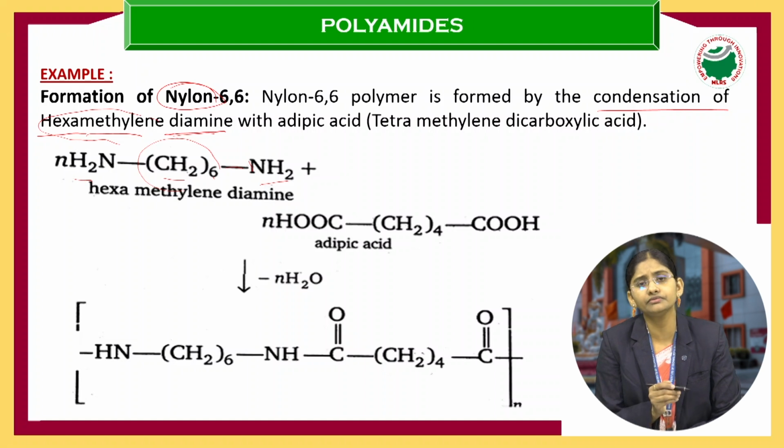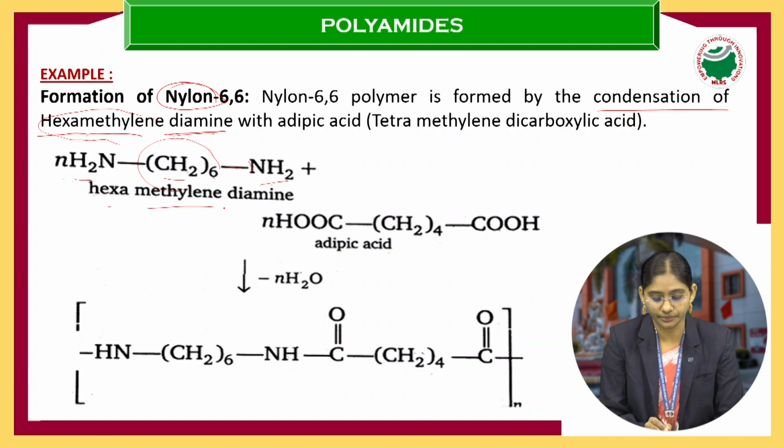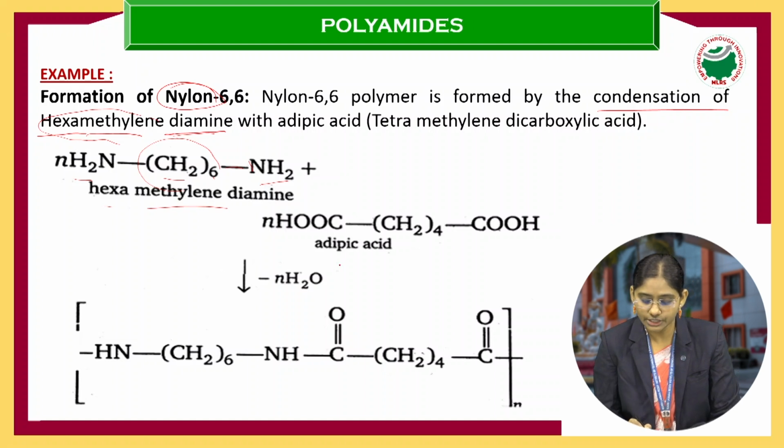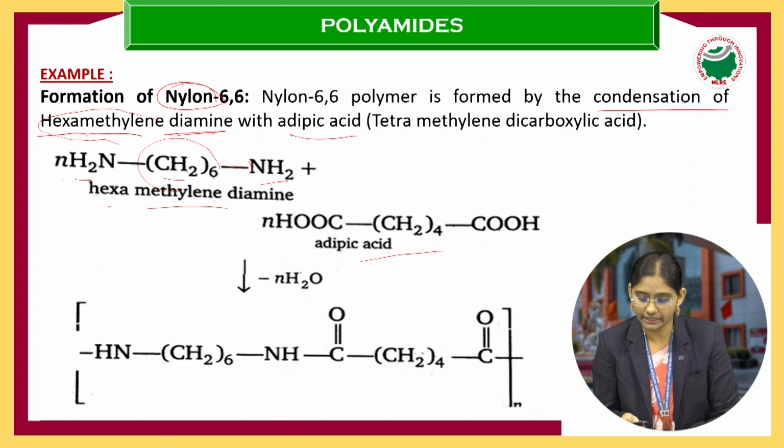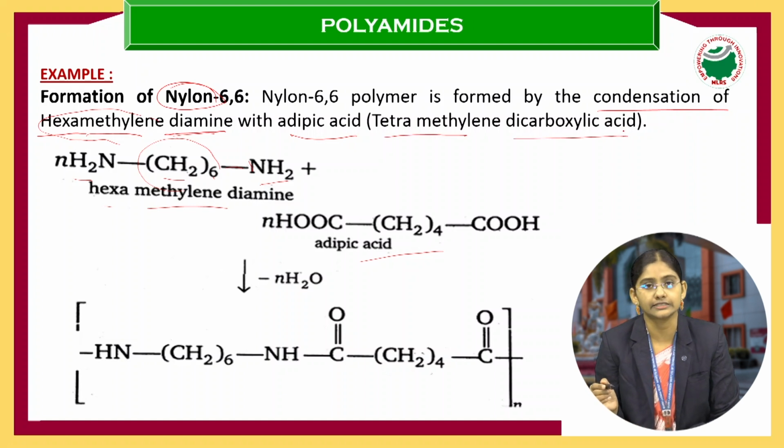So for the preparation of this nylon 66, first we have to take the hexamethylene diamine compound, and next one is the adipic acid. It is named as adipic acid, but when you see the IUPAC name of the adipic acid, it is tetramethylene dicarboxylic acid. Okay, so methylene means CH2. Tetra means how many? 4. That's why CH2 taken 4 times.